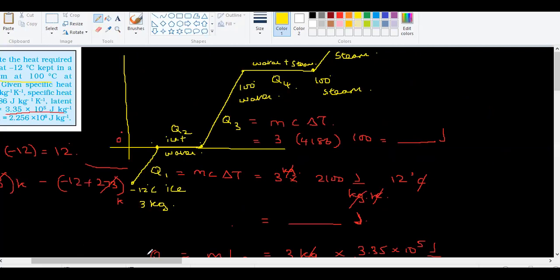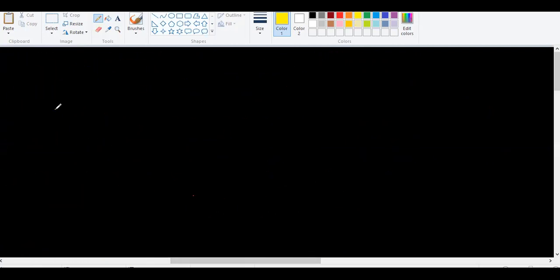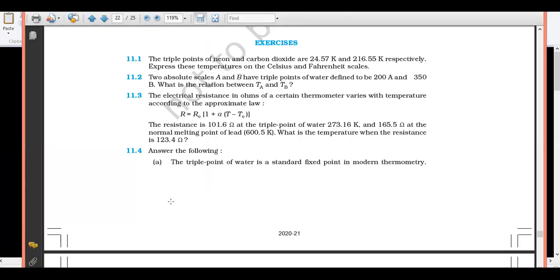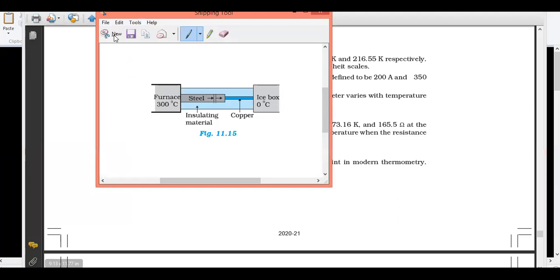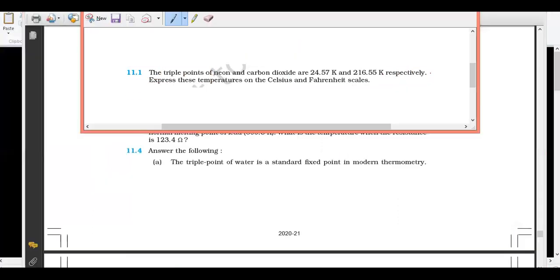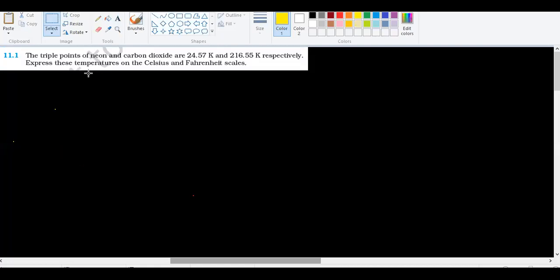Okay, let's do some simple, easy ones first. Triple points of neon and carbon dioxide are 24.57 Kelvin and 216.55 Kelvin respectively. Express these temperatures on the Celsius and Fahrenheit scales. You know that degrees Celsius plus 273 will give me Kelvin. So if I subtract, same, right? Using this formula, I'll be able to calculate the Celsius.